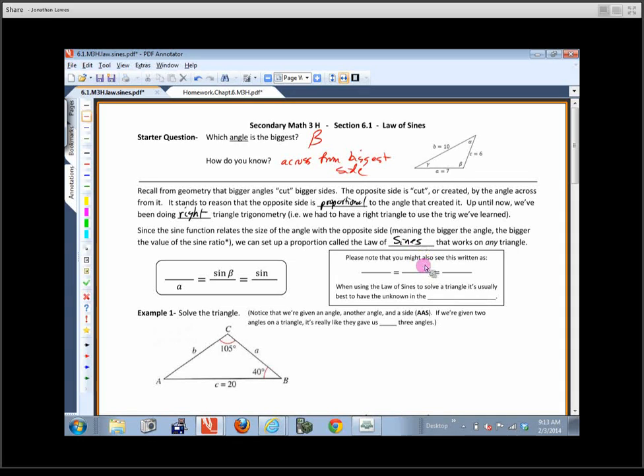The law of sines is basically based on this idea right here. The bigger the angle is, the larger the side that's created by that angle. And it works on any triangle, but we do have to be a little bit careful with it. It's a fairly simple idea. So it works like this. The sine of alpha is proportional to side A, in the same proportion as the sine of beta is to side B.